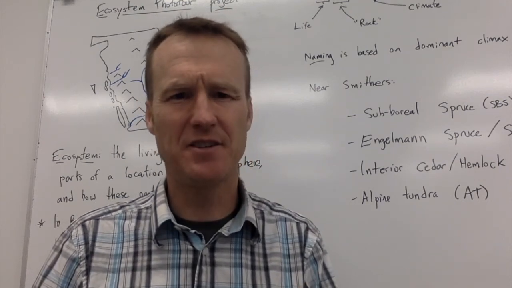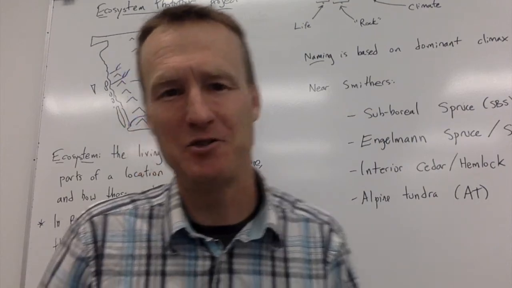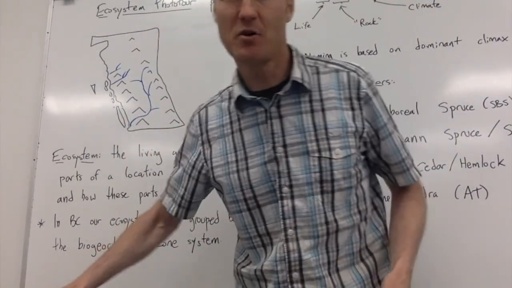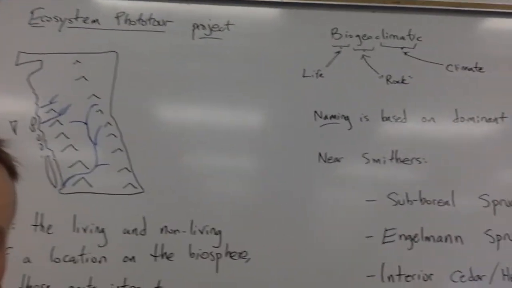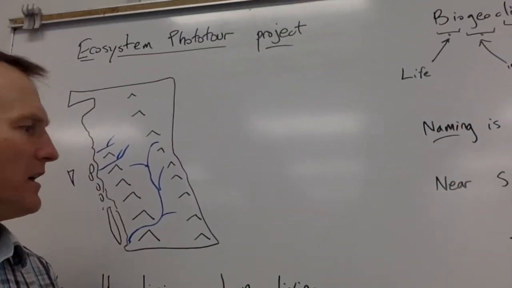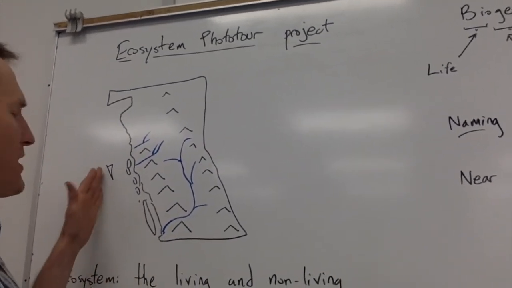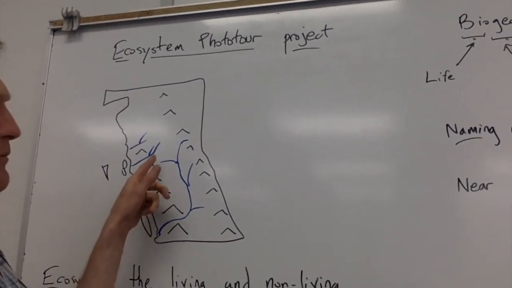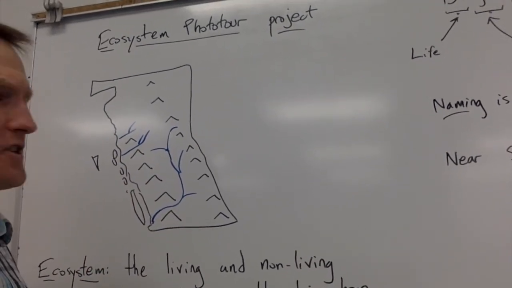Let's look at a rough map of BC that I drew up here. So here's the province that we all live in. I know it's not a perfect map, but we're going to look at some better ones. So we have our ocean right here, the Pacific Ocean, Haida Gwaii, Vancouver Island. We're over here, in the Skeena River watershed.